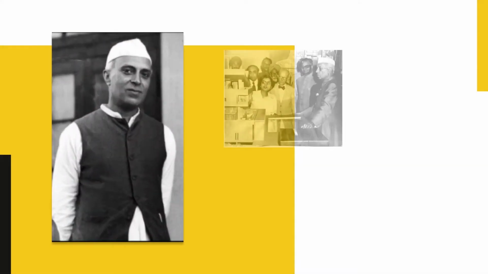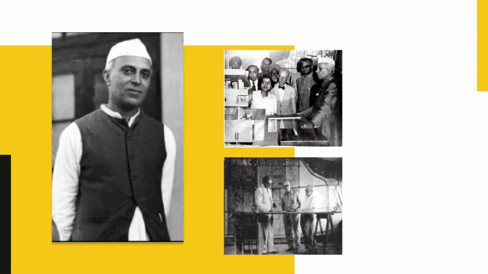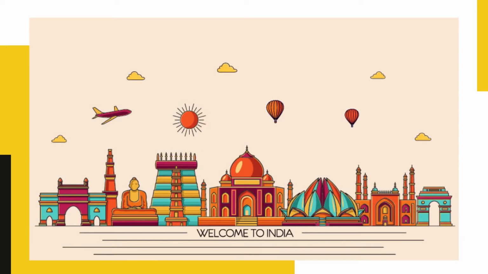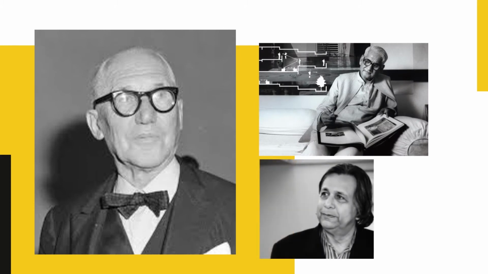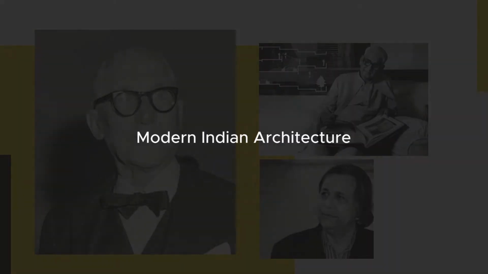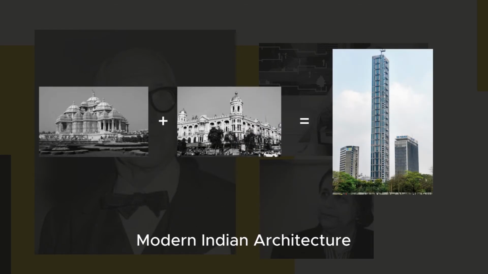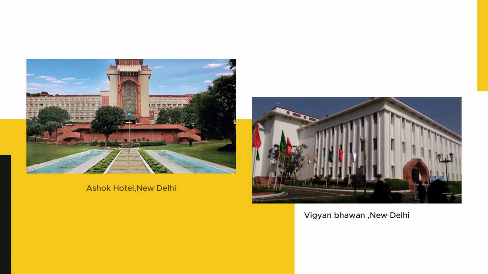Our first Prime Minister, Pandit Jawaharlal Nehru, gathered a gang of such intellectuals to achieve his dream of building New India. Architects like Le Corbusier, Charles Correa, Raj Rewal were part of that process. Modern Indian architecture boomed during this period with a completely different form. Huge and heavy buildings were coming up with direct incorporation of elements from Indian traditional architecture and colonial architecture. The Ashok Hotel building in New Delhi, Vigyan Bhavan in New Delhi are few examples.